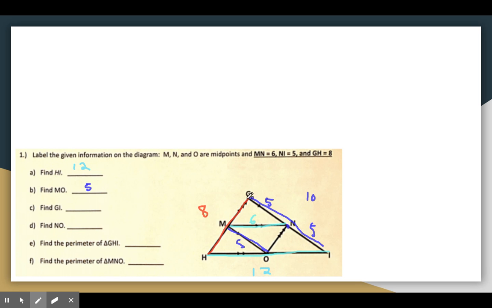Find GI. Well, we kind of already did that. 5 plus 5 would give us 10. And find NO. Where's NO? NO would line up with the red line. NO is here. This midsegment is half the length of the full length, so 8 divided by 2 would be 4. That means this one is 4. Perimeter, finding the perimeter, I'm not too worried about that. We haven't technically talked about perimeter yet, so just leave it alone.